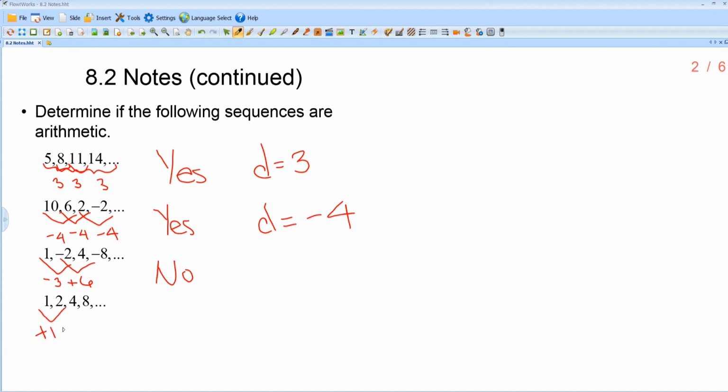Here, I added 1. Here, I added 2. So no, not arithmetic. You don't have to state what d is. There is no common difference because it's not arithmetic.